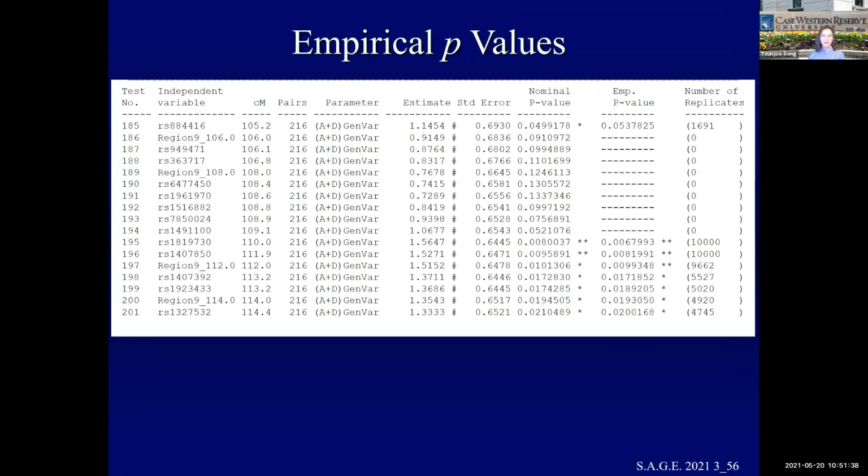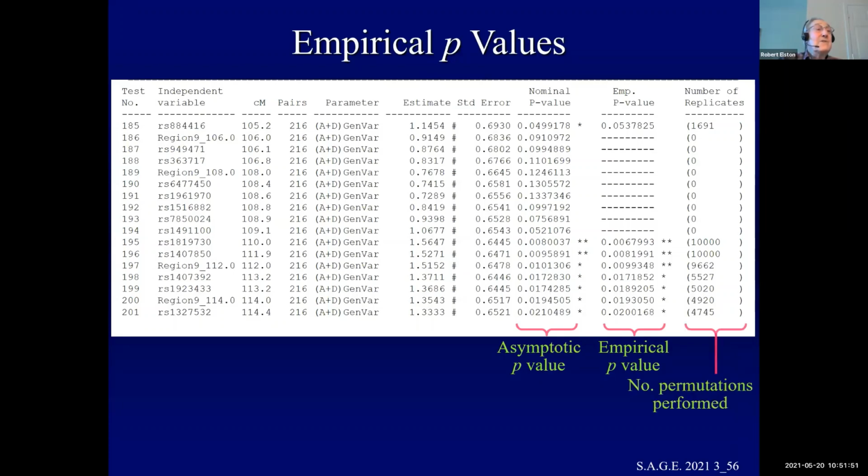Yes. Then we do get this output, which Dr. Elston will keep going. So this one, you can see it's got empirical. If you look, you'll see you've got all the markers, and you've got the regions, then the centimorgans, the number of pairs. We're looking at the additive plus dominance. We're getting an estimate of the slope, a standard error, and a nominal p-value. And we're also getting empirical feedback.